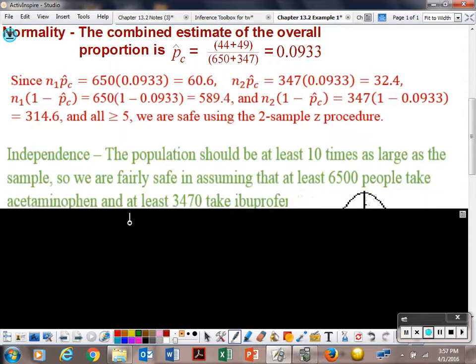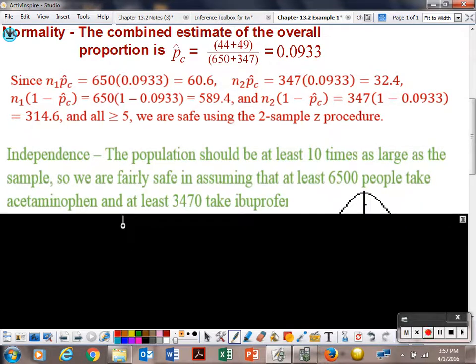All right. So in independence, the population should be at least 10 times as large as the sample. Now you have to do both samples. So we are fairly safe to assume that at least 6,500 people take acetaminophen and at least 3,470 take ibuprofen. Okay, so we took the sample size 650 times 10 and we got the 6,500. And we took the 347 times the 10 and got 3,470. You have to check both of them.